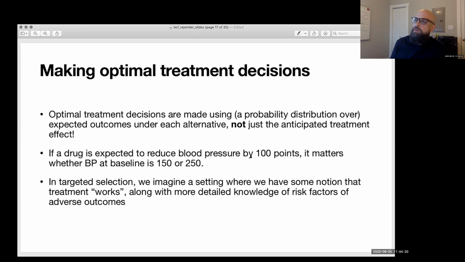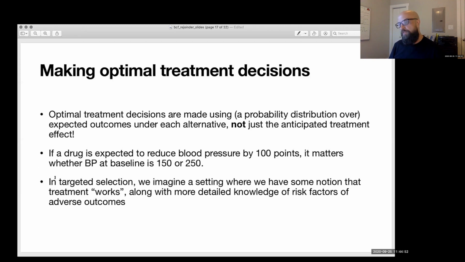Thinking like a Bayesian, I would make my optimal treatment decision based on a probability distribution over expected outcomes under each alternative. So that's going to involve expected outcomes under baseline and also expected outcomes under treatment, right? So I think it should involve both things, ideally. And just a simple example of why we think that: if we expect for a person that a drug is going to reduce their blood pressure by, say, 100 points, it actually matters whether the blood pressure at baseline is 150 or 250, depending on whether we're trying to help them or kill them.